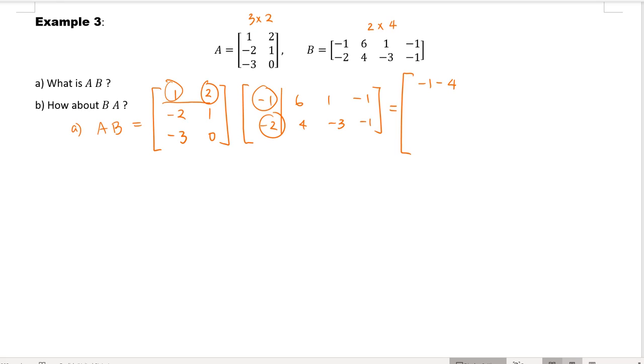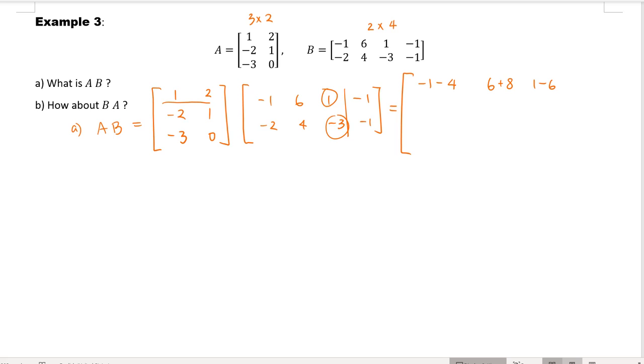Okay, so here we also do the calculation. And then the 1, 2 entry, we use the first row times the second column. 1 times 6 is 6. Plus 2 times 4 is 8. Okay? And then we look at the third column. 1 times 1 is 1. 2 times negative 3 is negative 6.